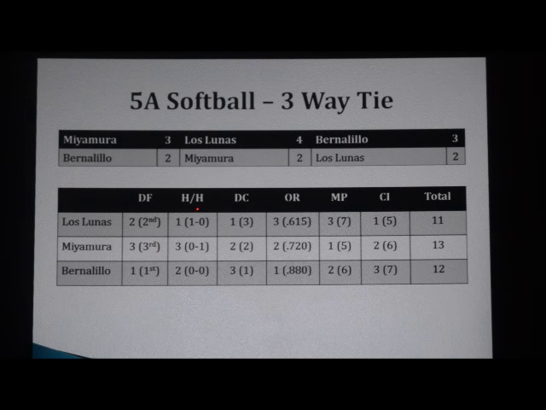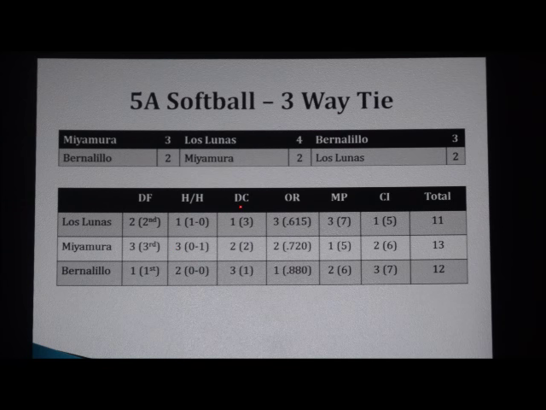Now, head-to-head. In head-to-head wins between the 3 schools, Los Lunas was 1-0, Miramira was 0-1, and Bernalillo was 0-0. So by the percentage here in the wins, Los Lunas would get 1 point because they won, Bernalillo was 2 points, and Miramira was 3 points.